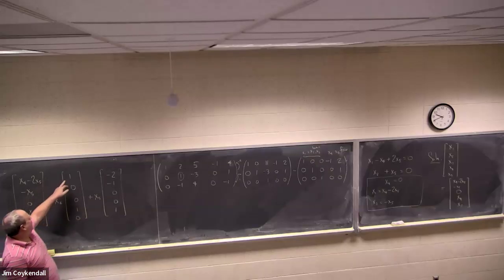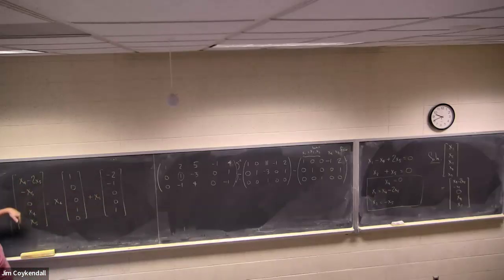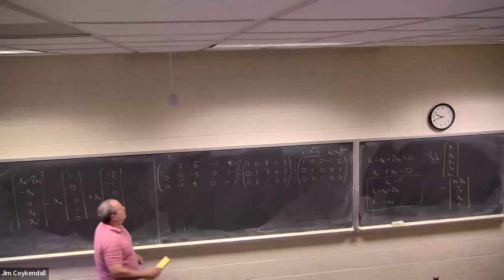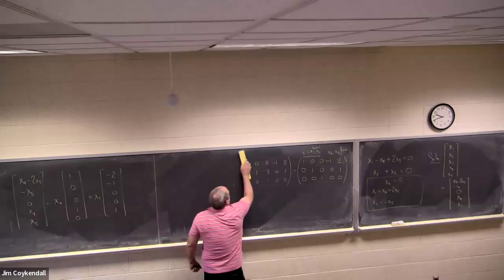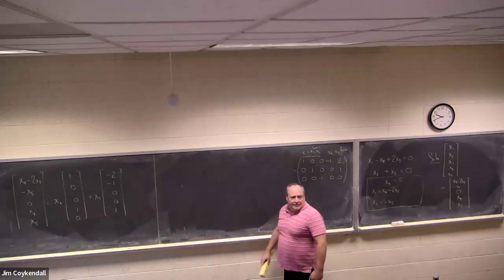Because if you put this back together, you get X4 minus 2X5 in the top. So I pull this apart with the X4s in one and the X5s in the other. Everybody okay with it? Okay. Any questions on that example?